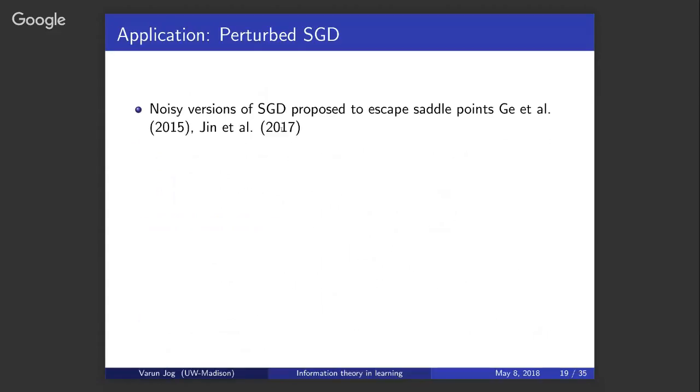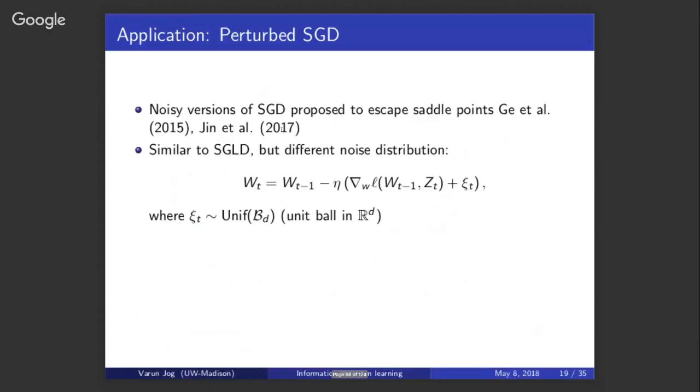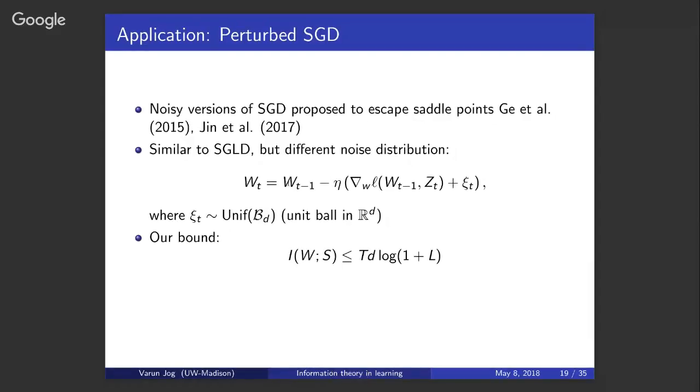Okay, so another example is a perturbed stochastic gradient descent algorithm, which was proposed to escape saddle points. In that, the algorithm looks essentially the same, except the noise is a bit different. In particular, this algorithm is a lot less noisy than the stochastic gradient Langevin dynamics. But as far as our theory is concerned, we don't really care. As long as it fits into the class of algorithms that we're looking at, we can just apply the theory. But of course, the bound that we get will depend on what kind of noise.